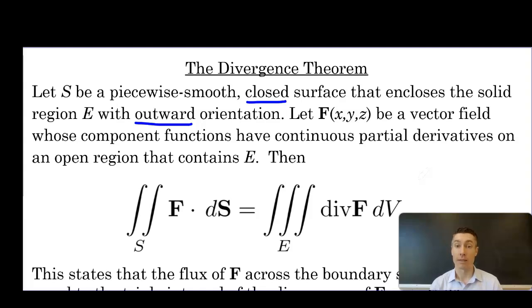Then let f of x, y, z be a vector field whose component functions have continuous partial derivatives on an open region that contains E. If all of this is true, then the divergence theorem states that the double integral over S of f dot dS is equal to the triple integral over E of the divergence of f dV. So we've equated a double integral, which is the surface integral of a vector field, to a triple integral, which is the triple integral of the divergence of that vector field.